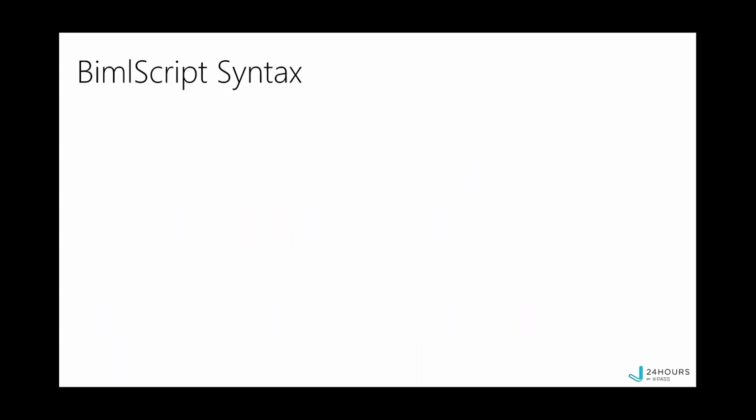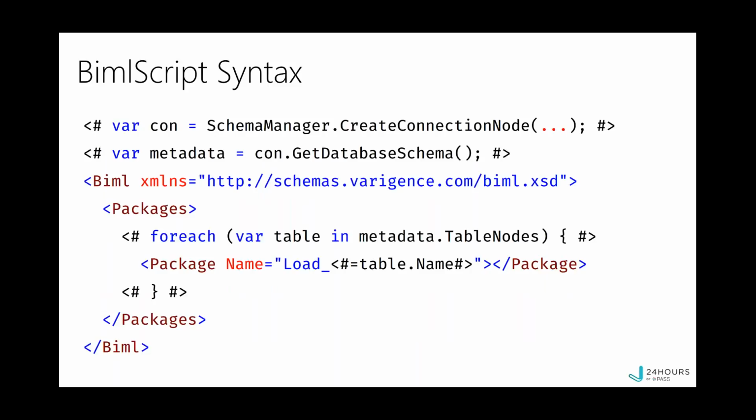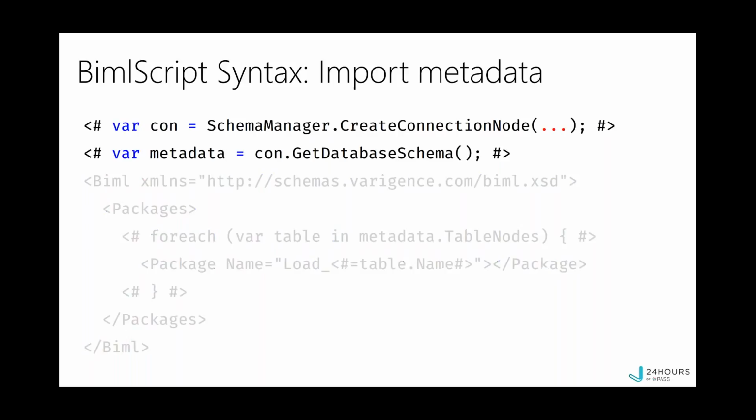So to look at the syntax, you might recognize this from what we saw earlier, but we do have a couple of lines of Biml script in here, and I'll walk you through those changes. The first one is that we import the metadata from our source. So on the first line of code, we define a variable called con for our connection, and I say SchemaManager.CreateConnectionNode, and then I pass in the connection string where you see that little dot dot dot. I've just excluded that from the slide deck because it took up a lot of space. So SchemaManager is a Biml object that you can talk to, and that will create the connection for you.